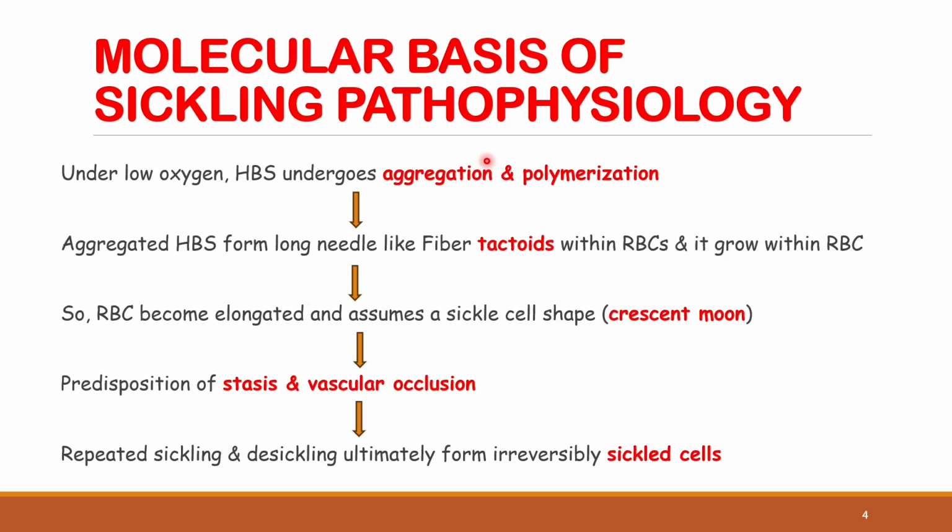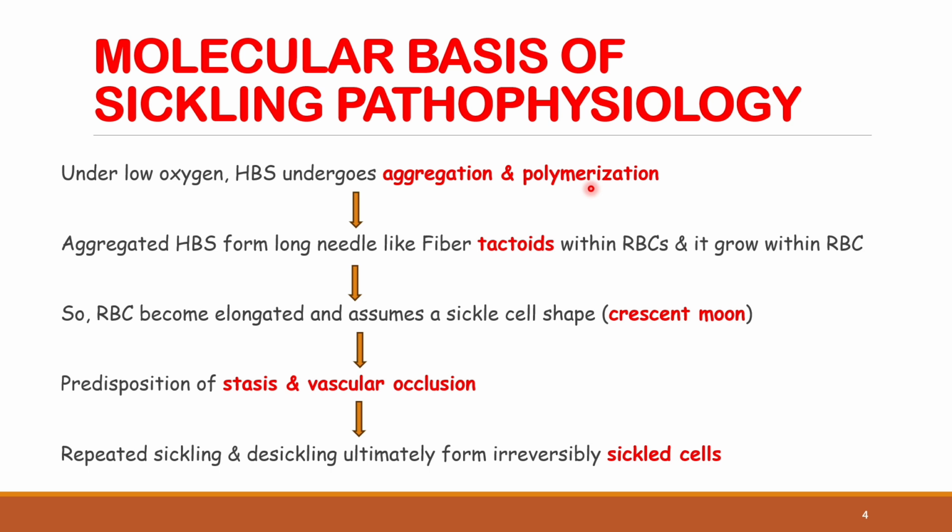So this is the master flow chart explaining the molecular basis for the pathophysiology of sickle cell disease, and why there are symptoms in sickle cell anemia. In sickle cell disease, whenever the oxygen level is low, it could be because of precipitating factors like dehydration or infection. Because of low oxygen, the solubility of hemoglobin HbS is altered, so it will undergo aggregation and polymerization.